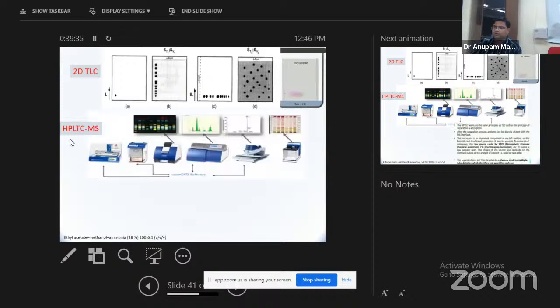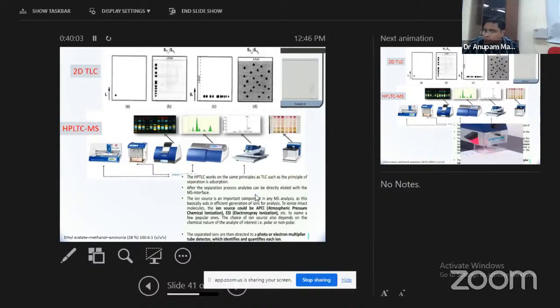Another emerging tool is HPTLC-MS. HPTLC-MS is used to identify the spot directly. If you have 5 spots, or 2 and 3 spots, and the MS has the data in its library, then you can easily identify the spots on the TLC plate, which compound and which marker compound is on the TLC plate.